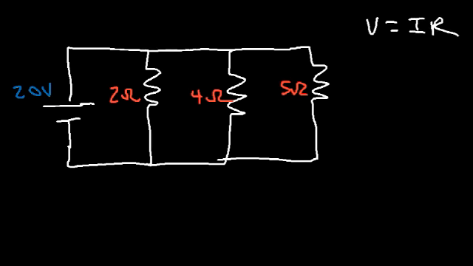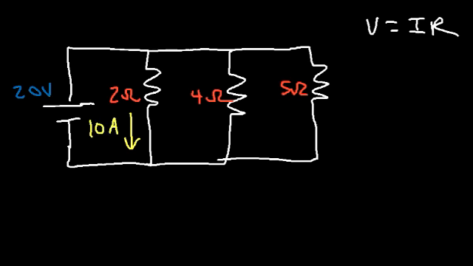The current is going to be the voltage divided by the resistance. So remember, the voltage across each resistor connected in parallel is the same. It's 20 volts. So 20 divided by 2 is 10. So 10 amps of current flows through the 2 ohm resistor.